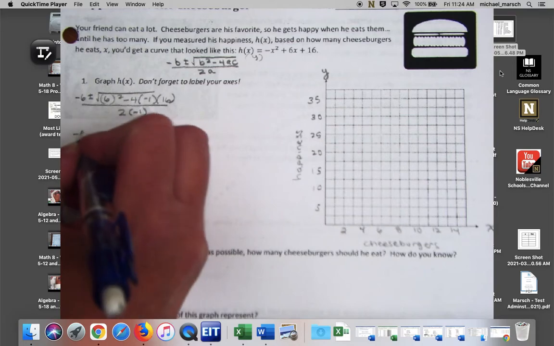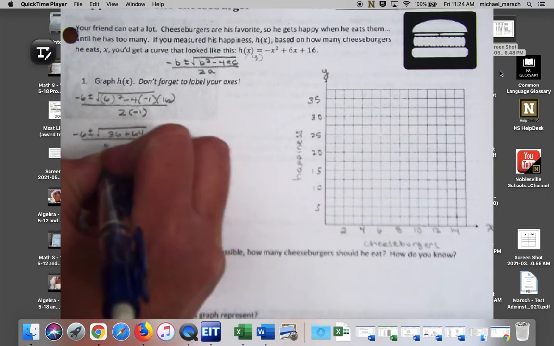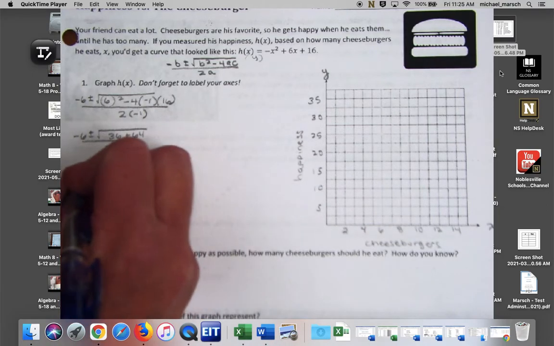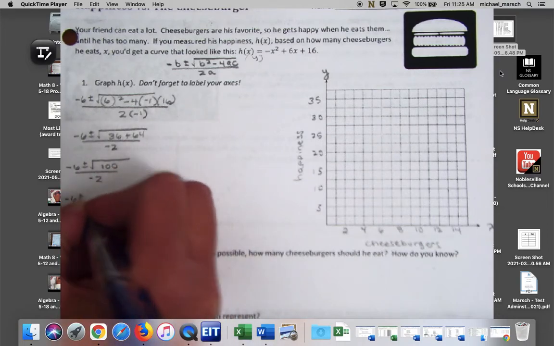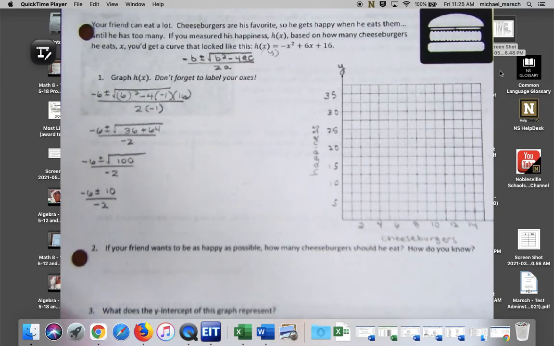So then we get negative 6 plus or minus the square root of 36 plus 64 all over negative 2. And that's a plus 64 because negative 4 times negative 1 is positive 4 times 16 is positive 64. All right, so then we get negative 6 plus or minus the square root of 100 divided by negative 2. Square root of 100 we all know is 10.